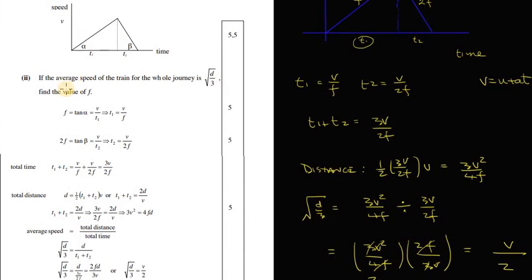Now, whenever you're getting the average speeds, you're going to be converting your times into v over f, your final velocity divided by the acceleration.